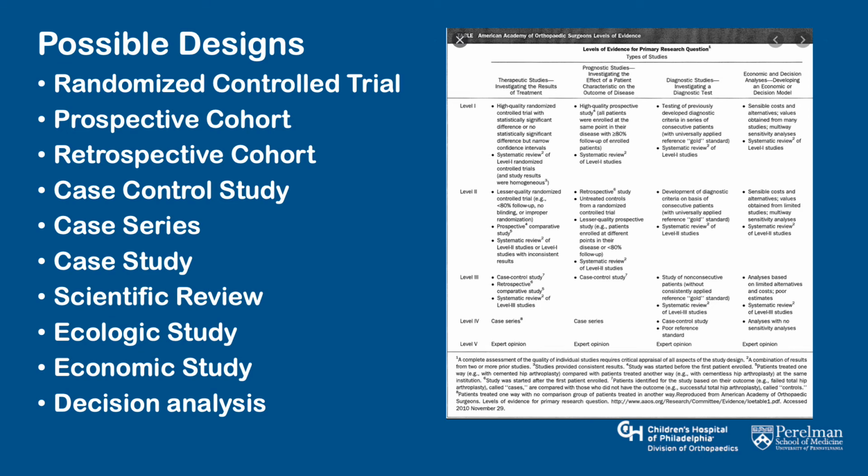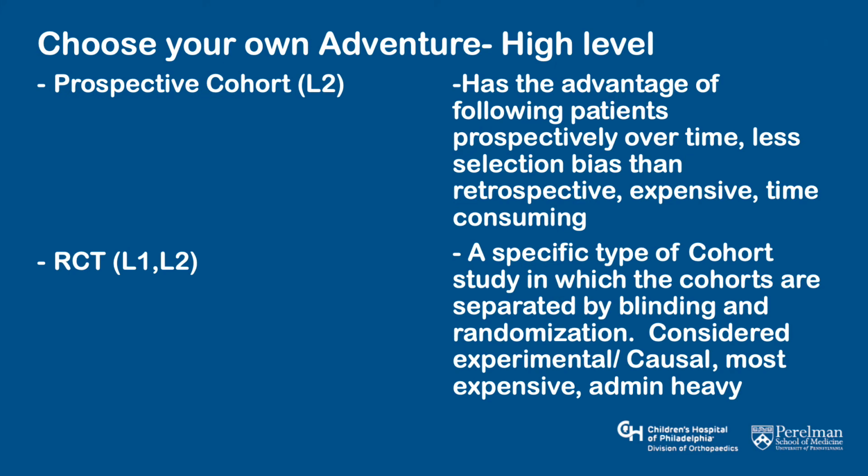Possible designs for clinical studies include randomized controlled trials, prospective cohorts, retrospective cohorts, case control studies, case series, case studies, scientific reviews, ecologic studies, economic studies, and decision analyses. High level of evidence studies include prospective cohorts, generally level 2, and randomized controlled trials, generally level 1 or 2. Prospective cohorts are expensive and time consuming. They should be strongly considered if the exposure is rare and there is less selection and bias because the patients are selected at the point of exposure.